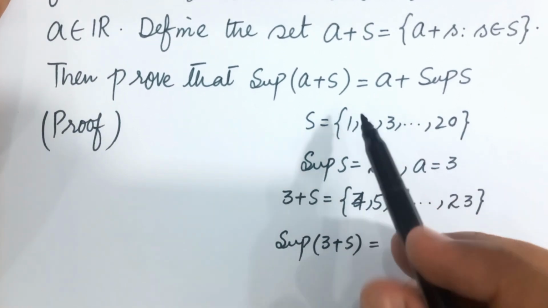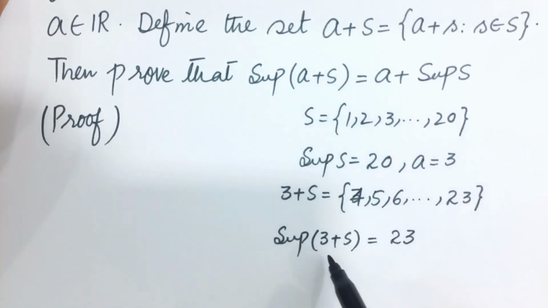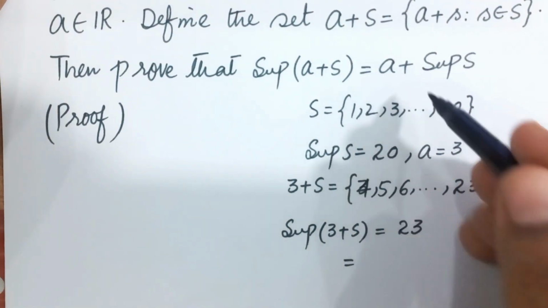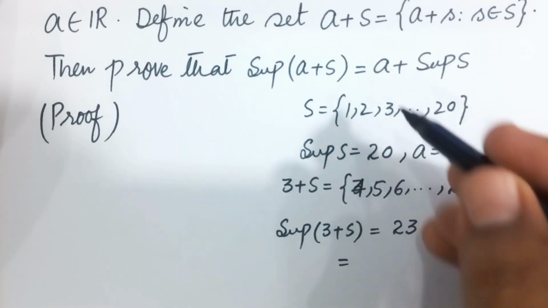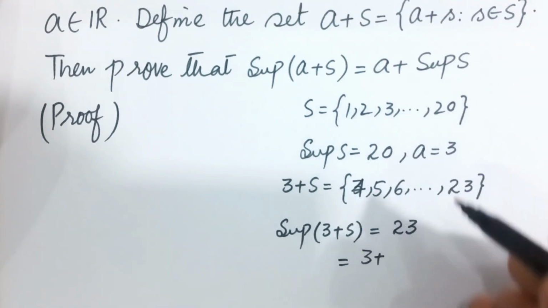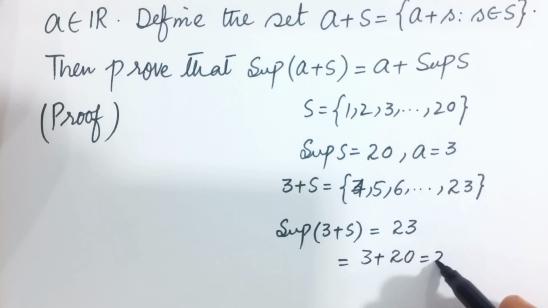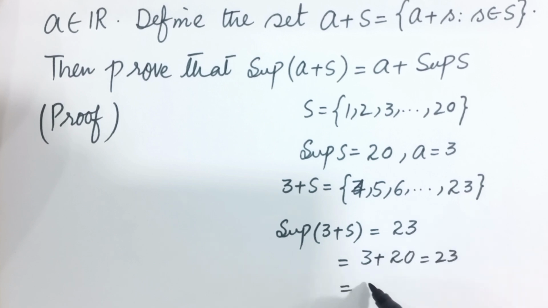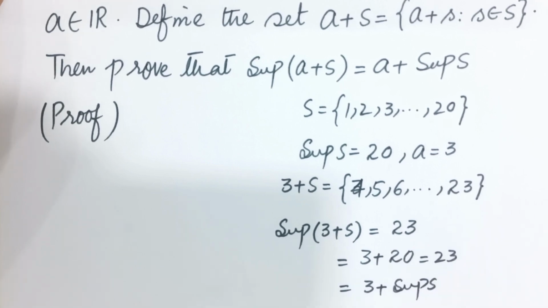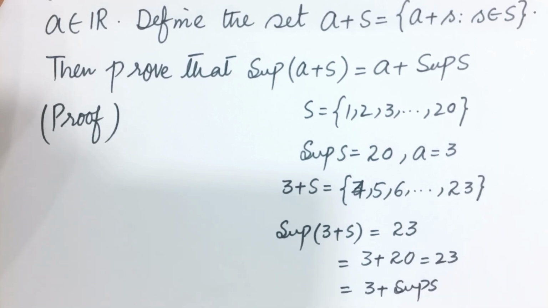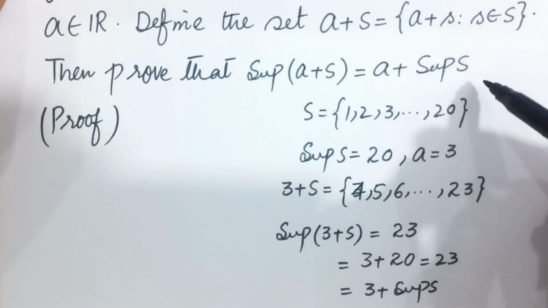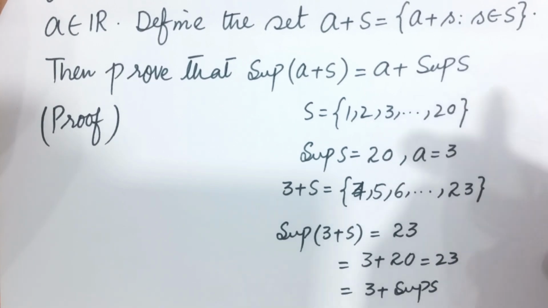Now you can verify that the supremum of A plus S, that is supremum of 3 plus S, is equal to A plus supremum of S. What is A here? 3. Plus supremum of S, which is 20. 3 plus 20 is equal to 23, which is equal to 3 plus supremum of S. So from this concrete example, we can see that this property is satisfied. Now we prove this property in general.